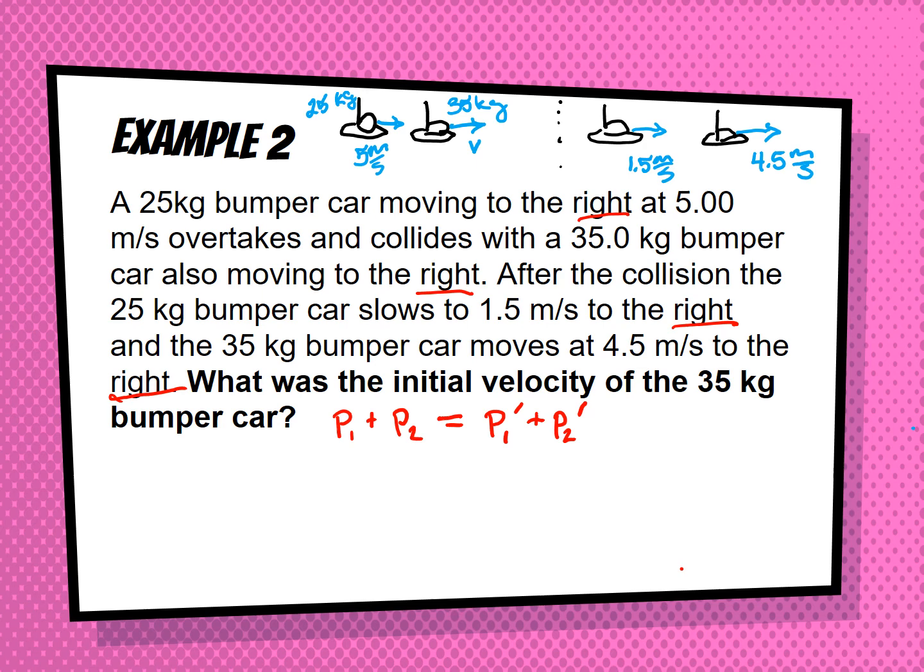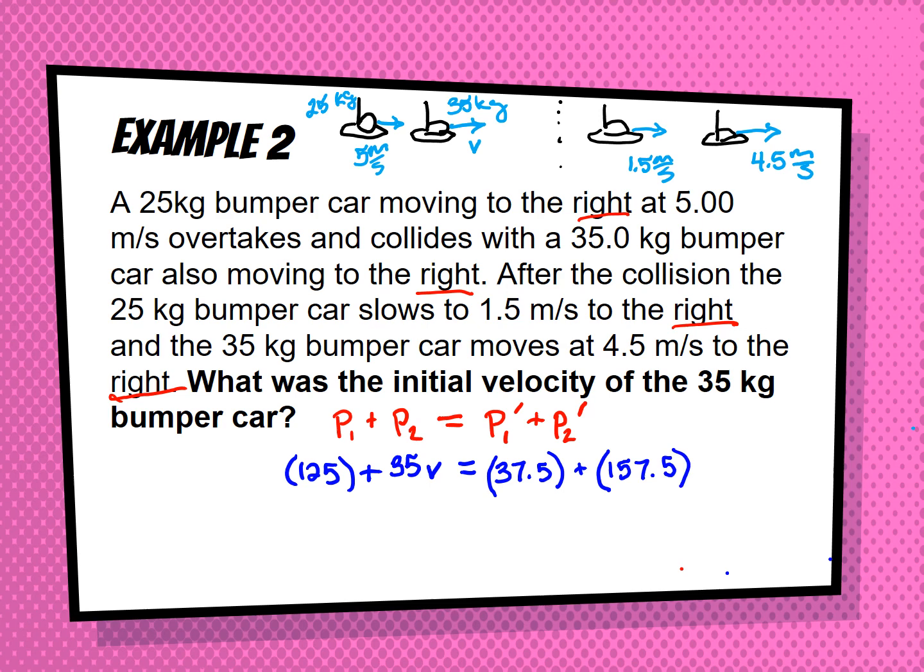So our next step is to start solving. So 25 times 5 is 125. That's the momentum of the first bumper car before the collision. The second bumper car, all we know is its mass, and we'll have to multiply that times its velocity, so plus 35v. After the collision, the momentum of the first bumper car should be 37.5, and the second bumper car should be 157.5.